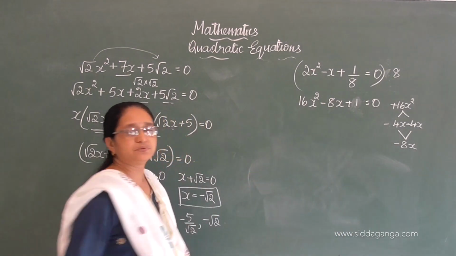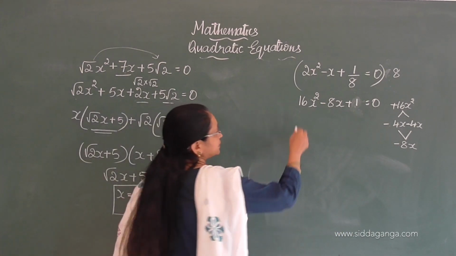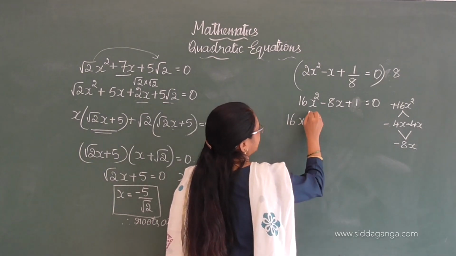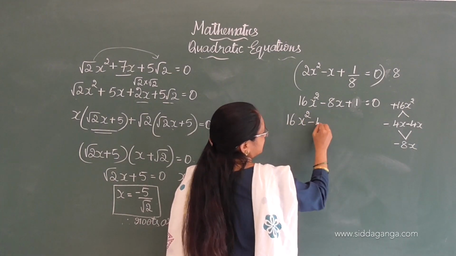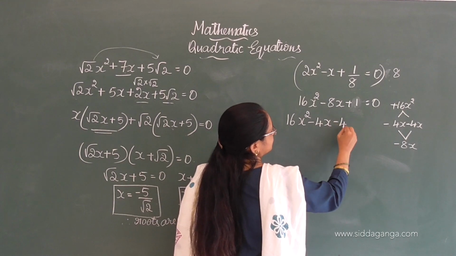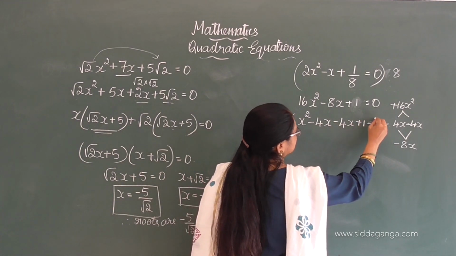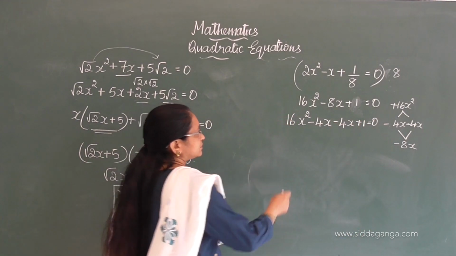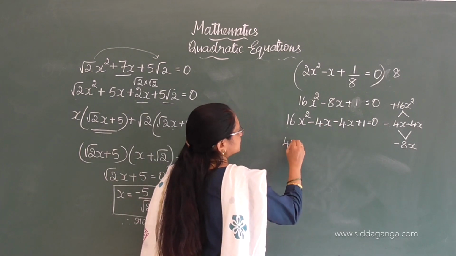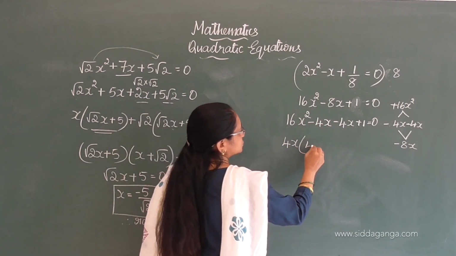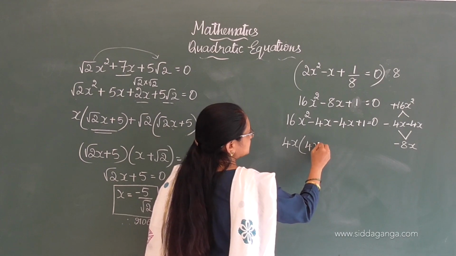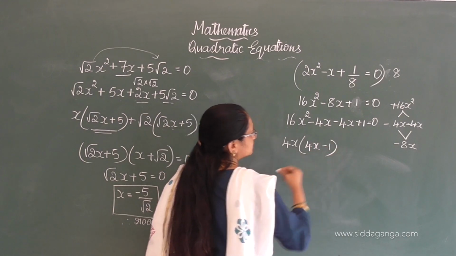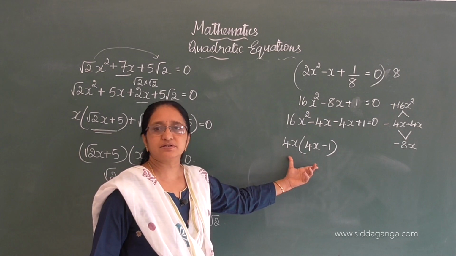So, you should be careful with the sign. Now, here 16x square. So, how will I split? 4x plus 1 is equal to 0. Now, what is common? 4x is common. So, 4x minus 1. See, once again you multiply and check whether it is correct.